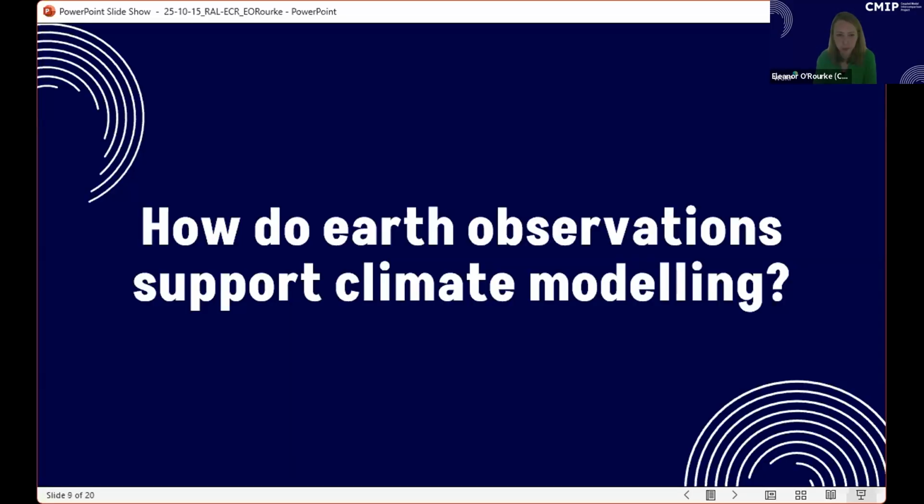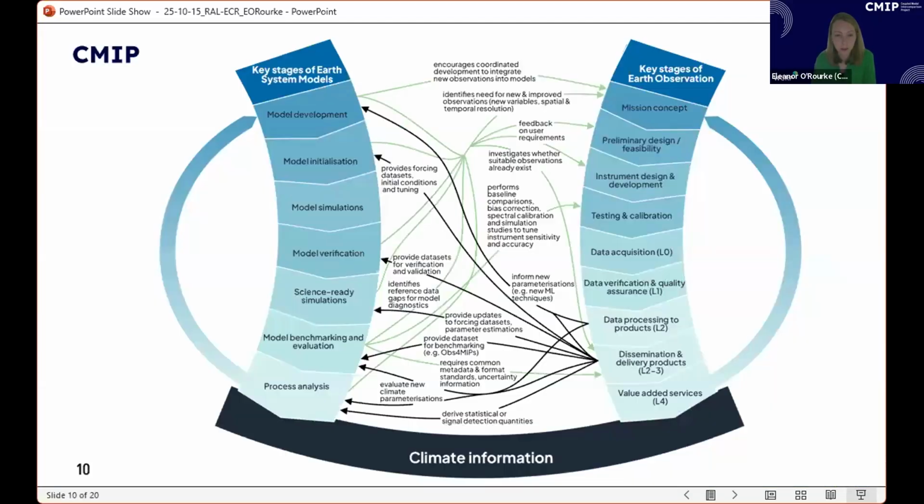So how does the space sector and Earth observations support climate modelling? This is a really complicated diagram, but the main outcome out of it is we've got all of the key stages of Earth system models on the left-hand side as you look at this, and on the right, the Earth observation. And in the middle, you see all of the lines that connect it. They're totally interconnected and dependent upon one another. But traditionally, there's been very much an observational community and then a modelling community, and it's how we can bring these closer together.